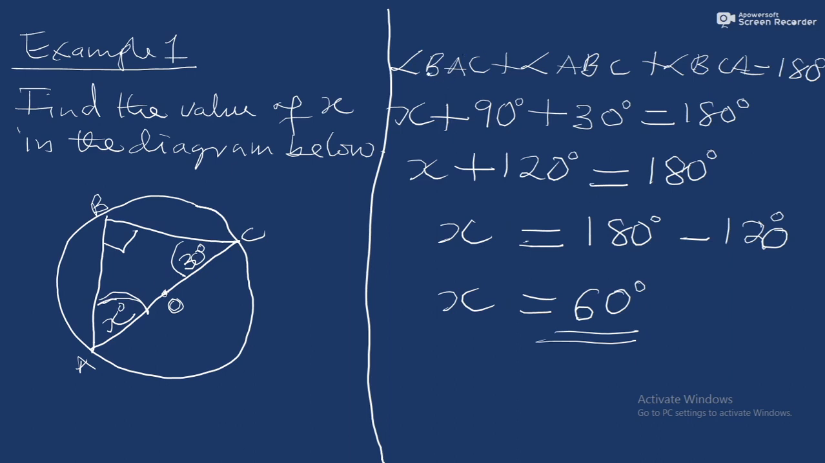So now angle BAC plus angle ABC plus angle BCA is equal to 180 degrees. So substituting, we have x plus 90 degrees plus 30 degrees equal to 180 degrees. Then x plus 120 degrees equals 180 degrees. So x equals 180 degrees minus 120 degrees. And when you simplify, you are going to get x is equal to what? 60 degrees. Good.